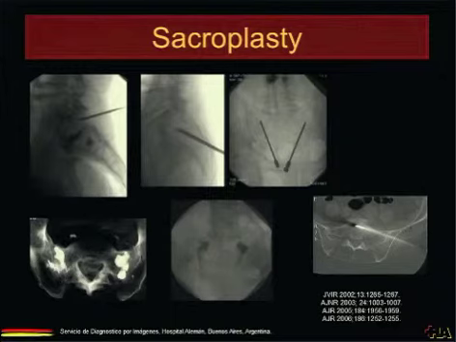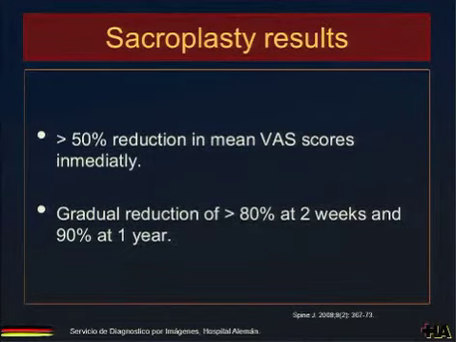Well, sacroplasty is widely used. It's a very well established procedure, and it can be done in the short axis or the long axis, parallel to the sacroiliac joint, and even under CT. The results for sacroplasty are very good. They can reach more than 50% reduction in the mean visual analog scale score immediately, and gradually more than 80% in 2 weeks or 90% in 1 year.